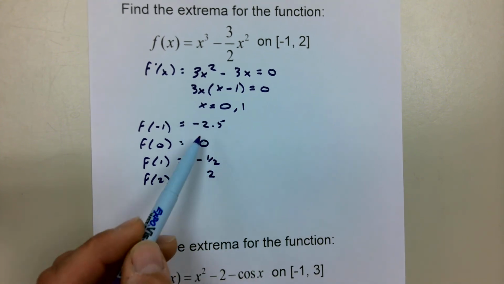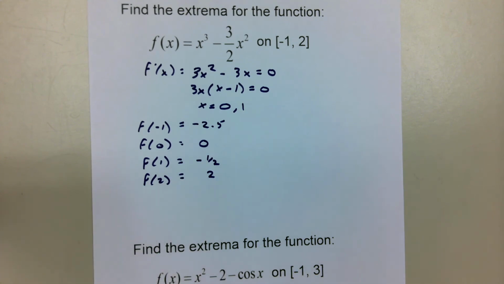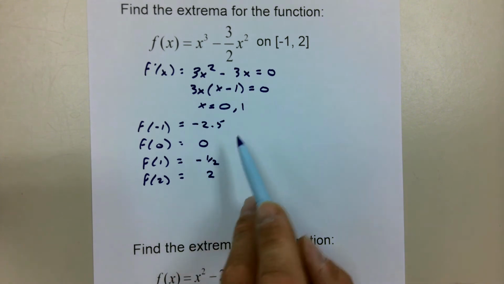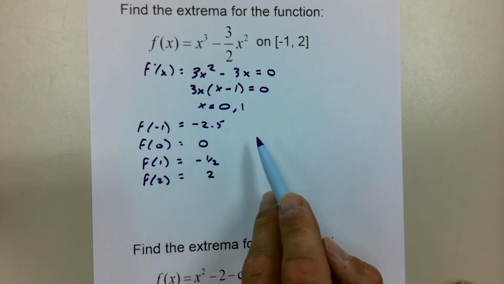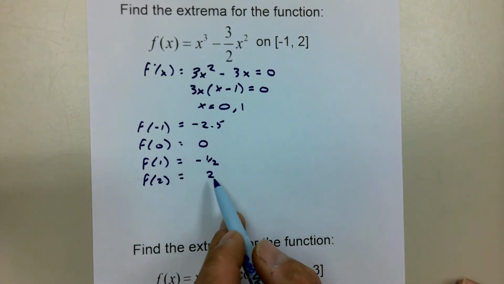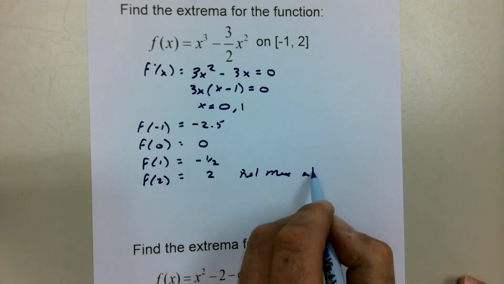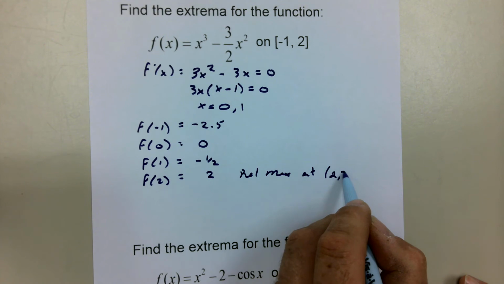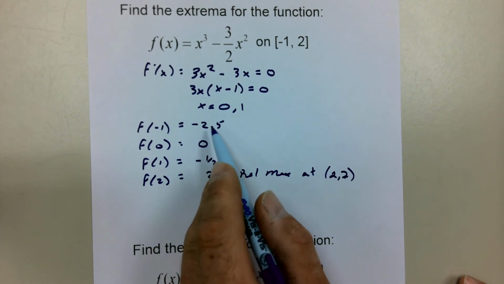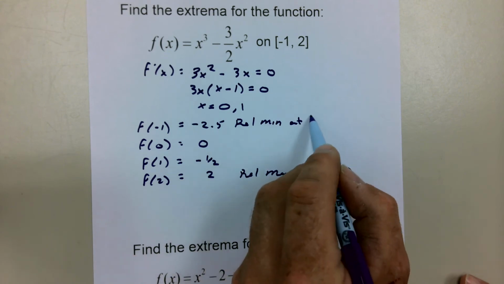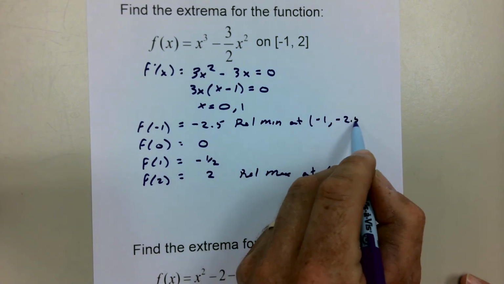I do want to see the work. I don't want you just to put it in the calculator and say, oh, here it is. I do want to see the calculus behind it. So our relative maximum is going to be the highest point, which is here at 2. So we have a relative max at (2, 2). And our minimum is going to be up here, so we have a relative min at (-1, -2.5).